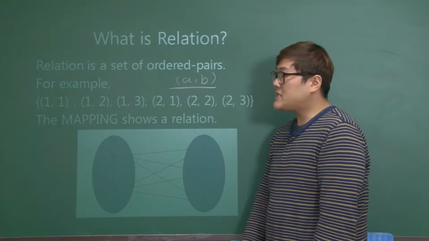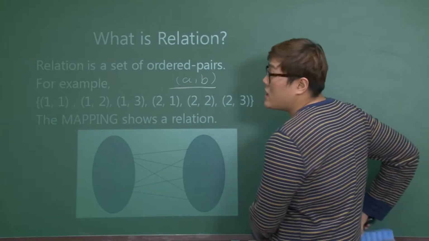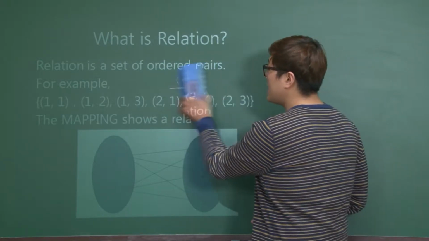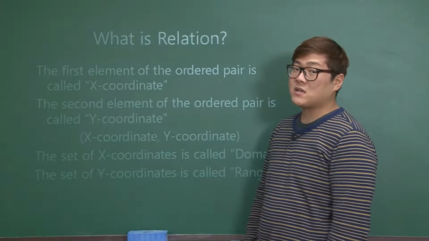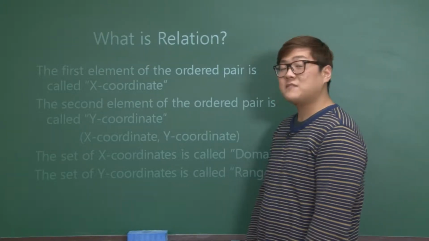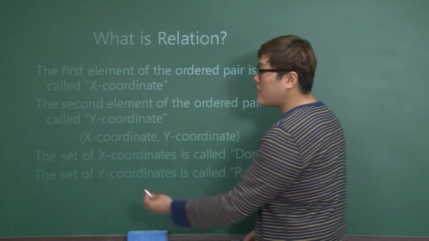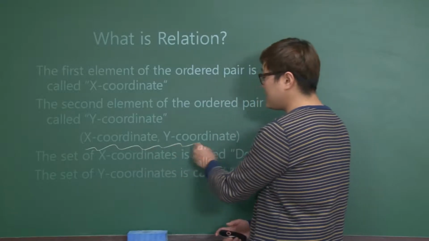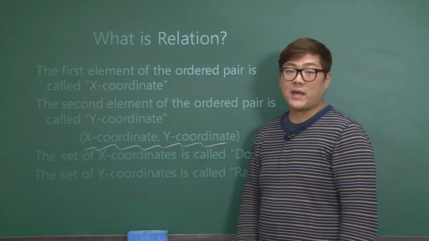So what's the name of the elements within this parenthesis? We also need to know about it. The first element of the ordered pair is called the x-coordinate, and the second element of the ordered pair is called the y-coordinate. So when you write it down, the first one is the x-coordinate, and the second one is the y-coordinate.